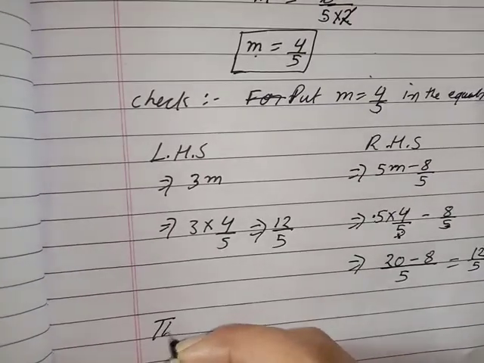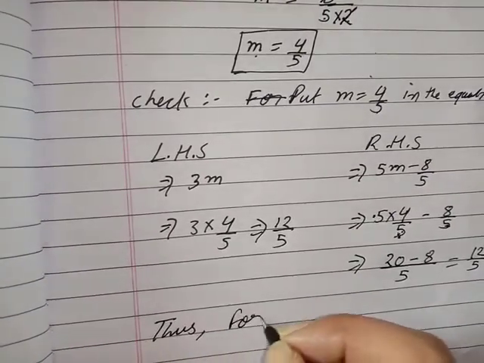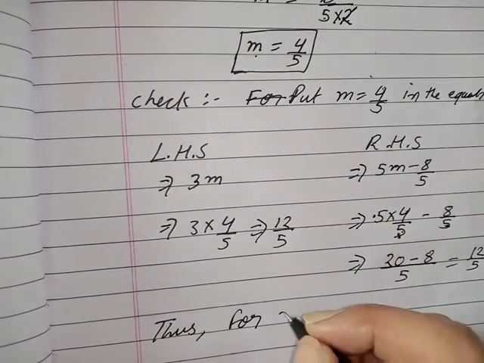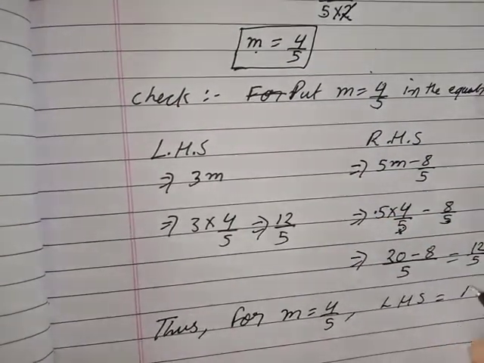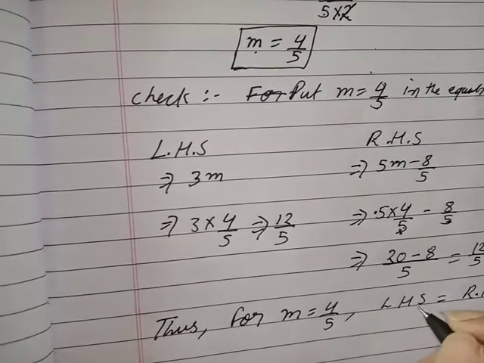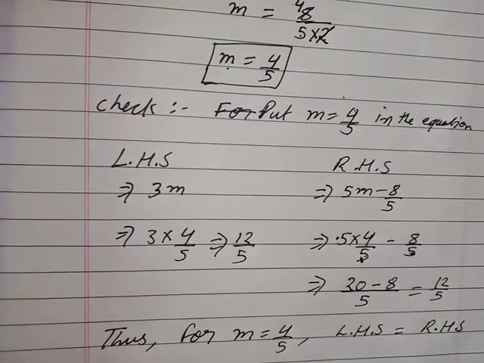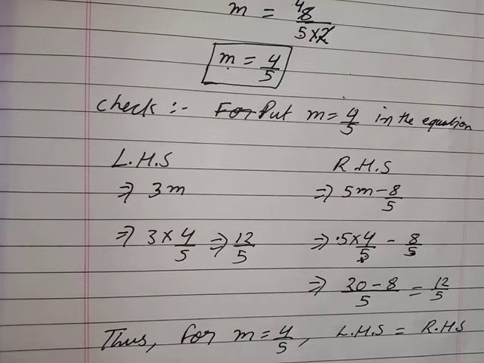It means that for m equal to 4 upon 5, LHS is equal to RHS. That's it. Here we completed exercise 2.3. In the next video, we'll start exercise 2.4.